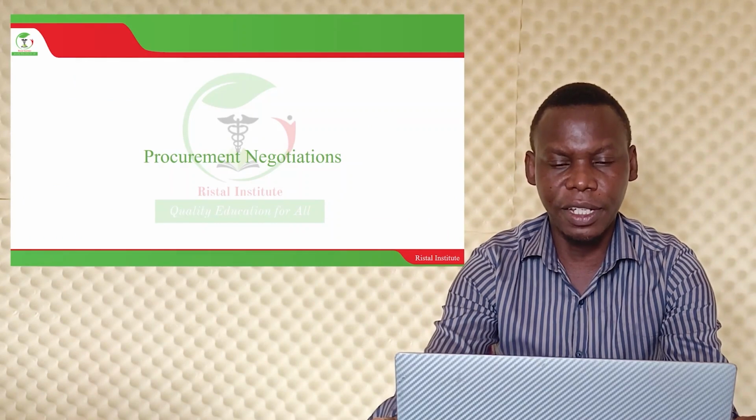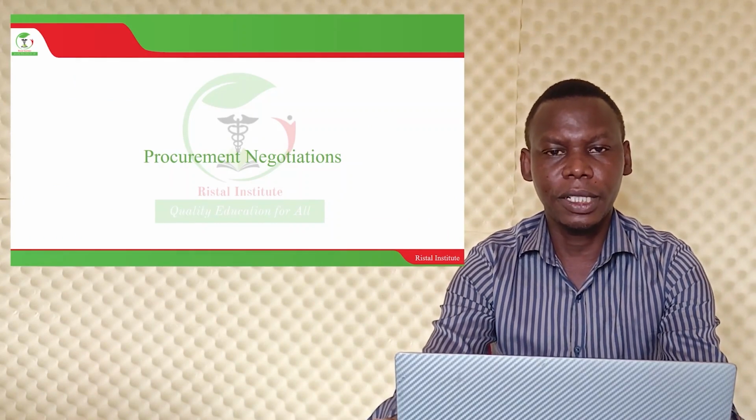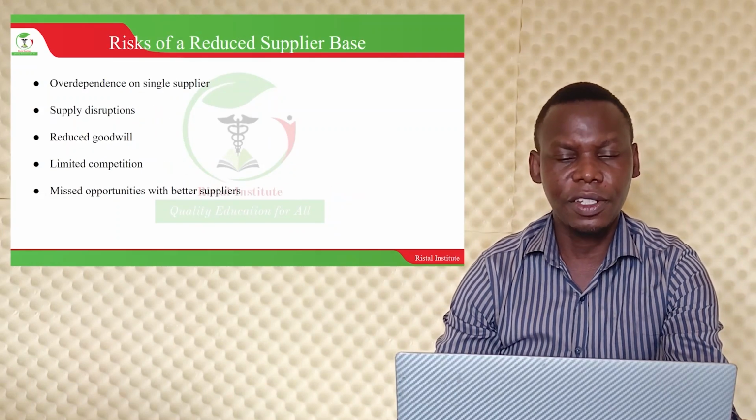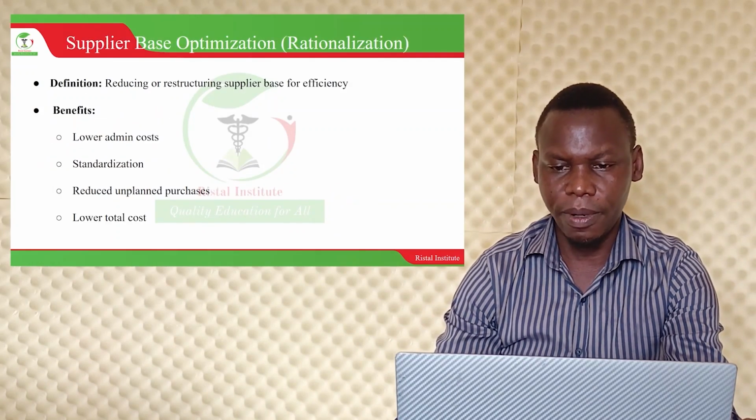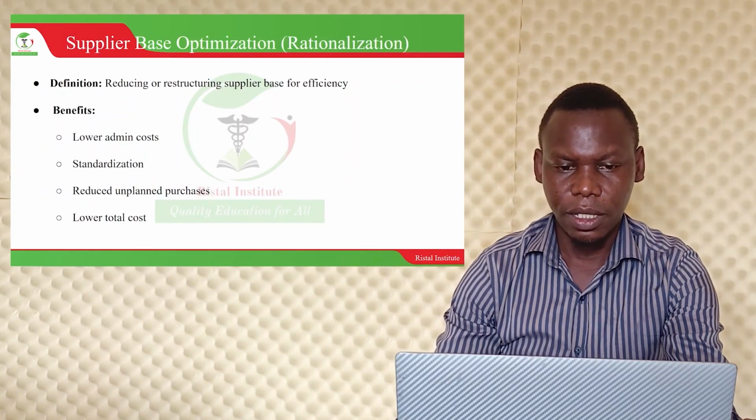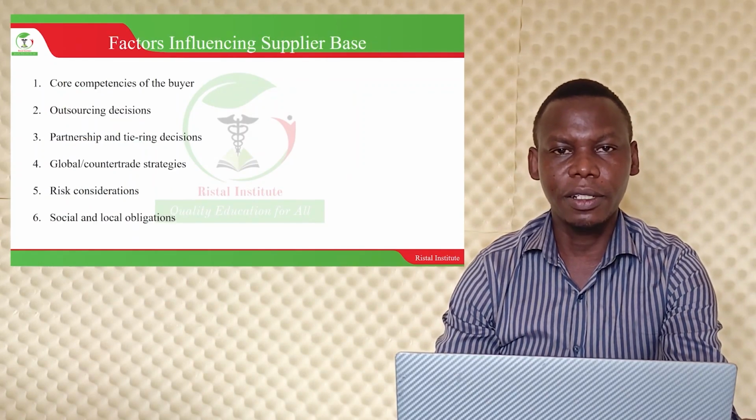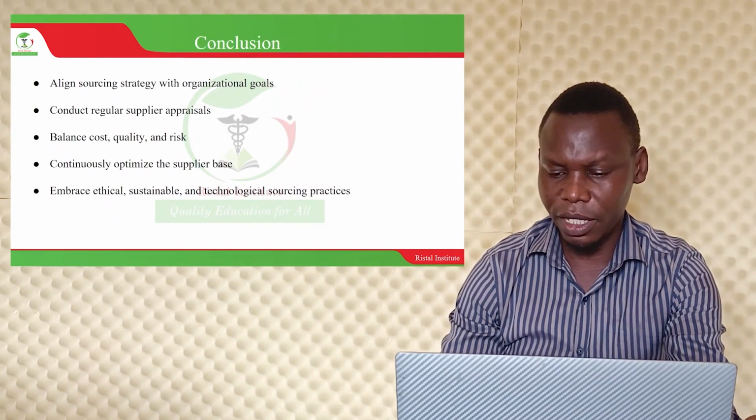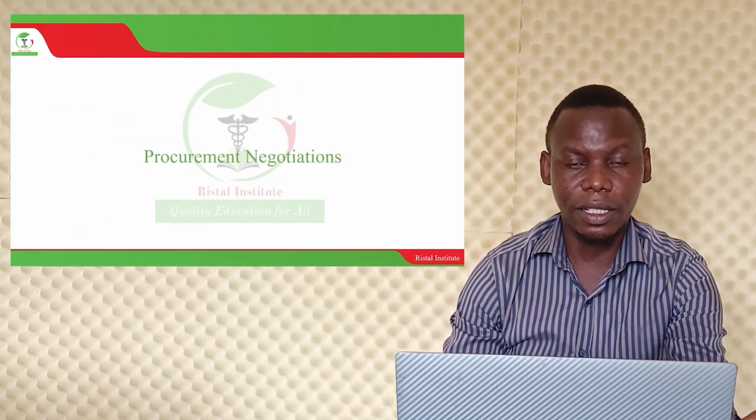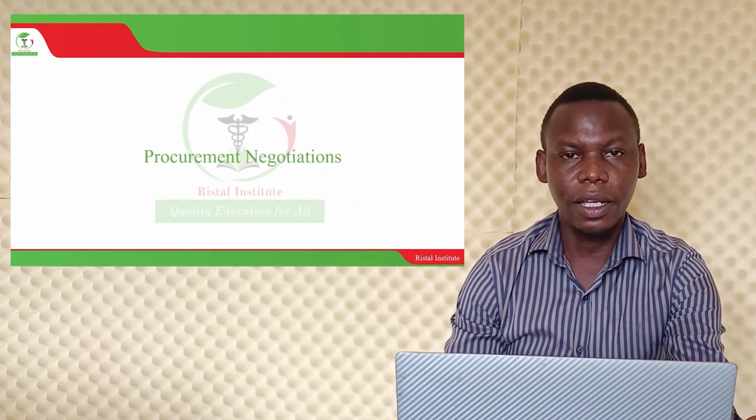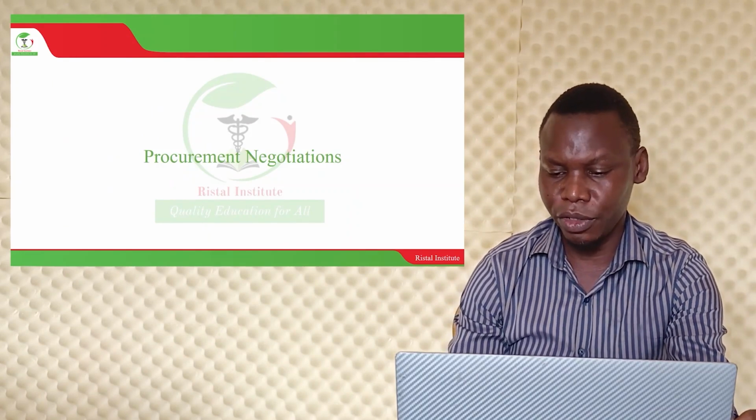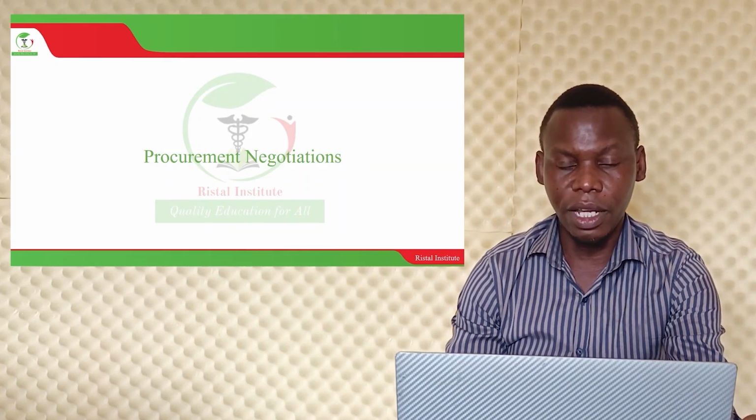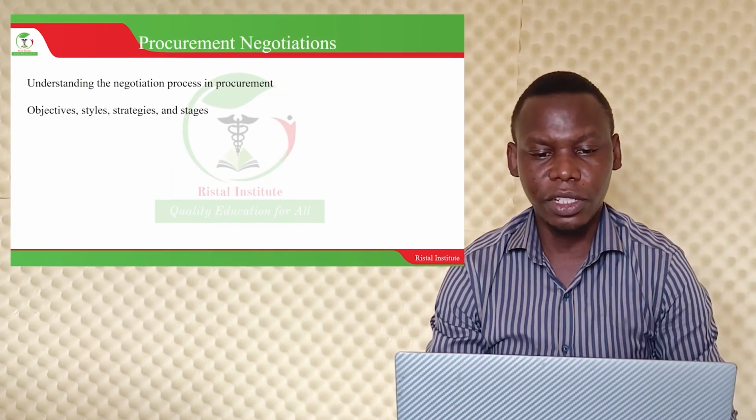In our last previous lecture, we had handled a series of topics, and we finished handling supplier sourcing. And before that, we had handled outsourcing. Then we came to supplier sourcing, and we concluded that lecture successfully. And in this lecture, we are going to continue, and today's topic, we are going to handle procurement negotiation.